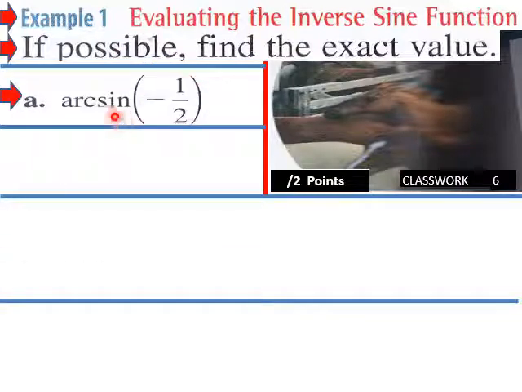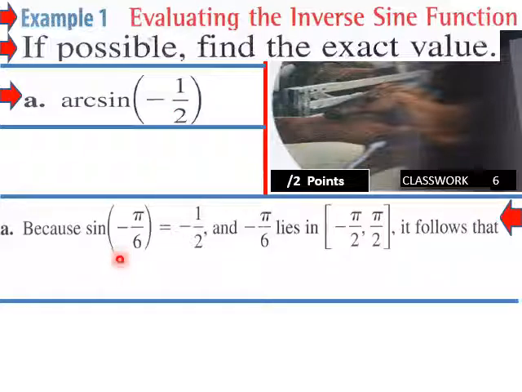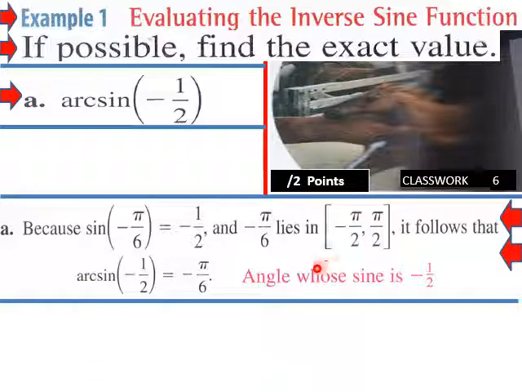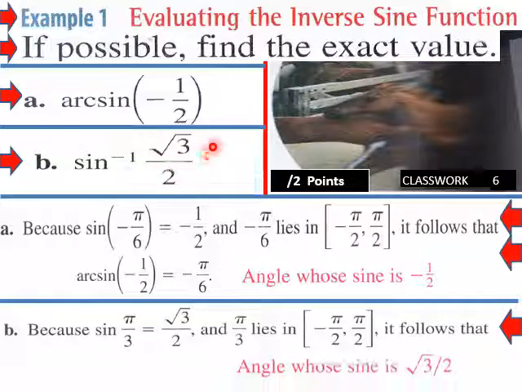If possible, find the exact value. So arc sine of negative 1/2. Because sine of negative pi over 6 equals negative 1/2, and negative pi over 6 lies in this interval here, negative pi over 2, pi over 2, it follows that arc sine negative 1/2 equals negative pi over 6, whose sine is negative 1/2. So negative pi over 6 would be the radian measure of the angle whose sine is negative 1/2.